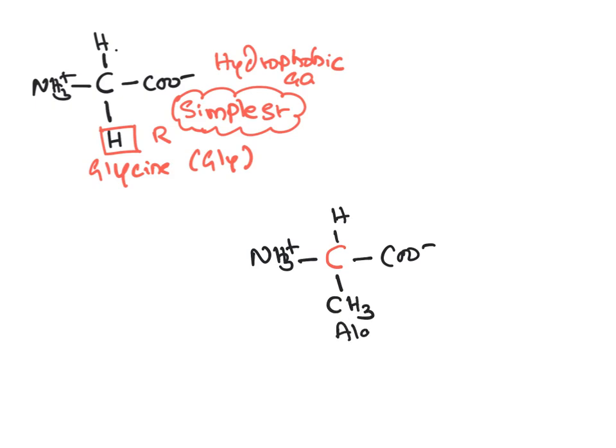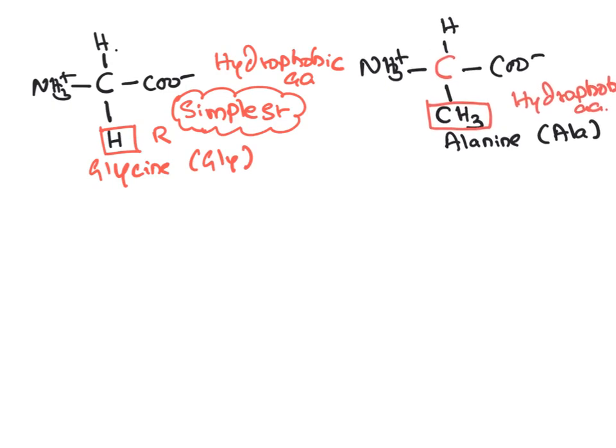This is the structure of alanine, and it is simply written as ALA. That's the three-letter abbreviation for alanine. Now note that alanine's side chain is a methyl group, and this methyl group is hydrophobic, so it does not interact with water. So it is a hydrophobic amino acid. That is the importance of alanine. Let's put this alanine on the other side now.